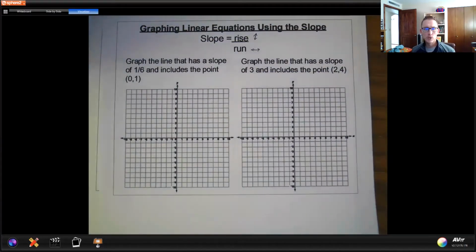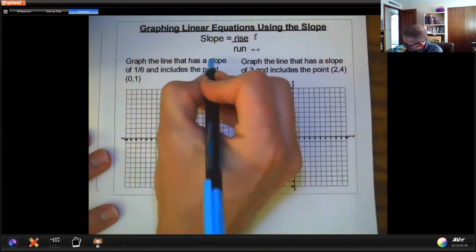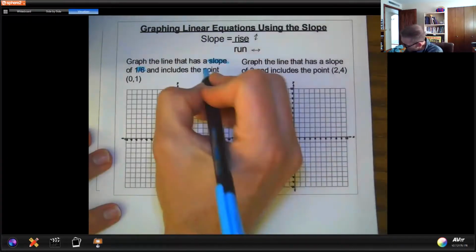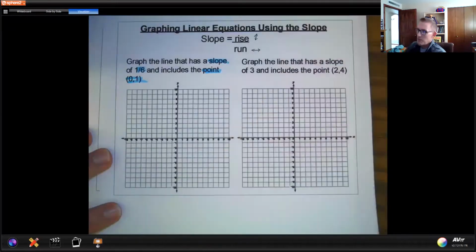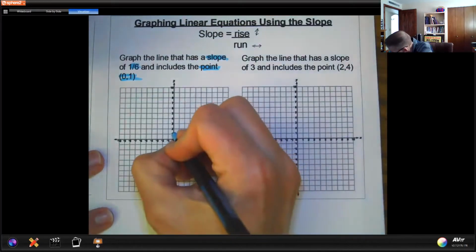Now, what we're going to do is we're going to look at a couple of examples that give us clues, and we're just going to use those clues to draw our line. So the first problem here, graph the line that has a slope of 1/6 and includes the point 0, 1. So what that means is we know that our line has to go through the point 0, 1. So that's the first point I'm going to draw.